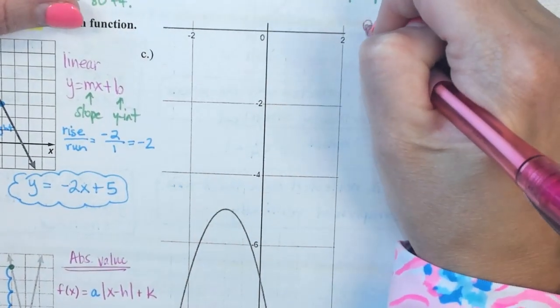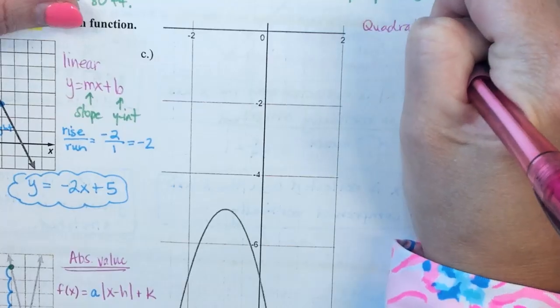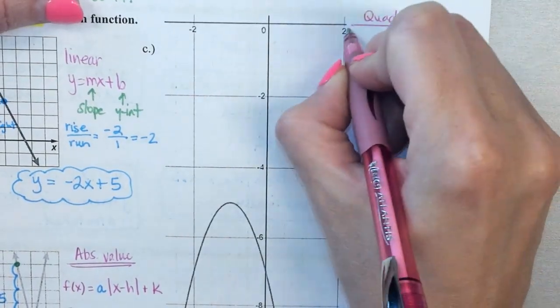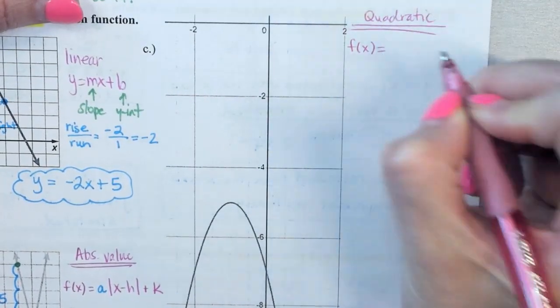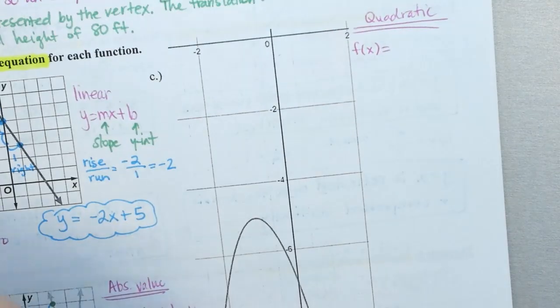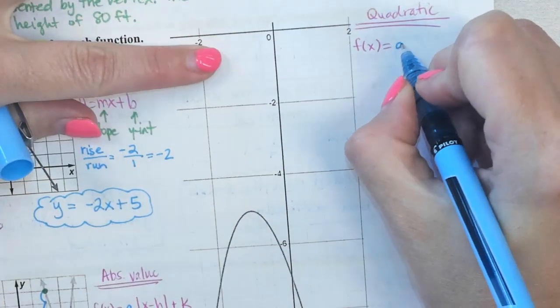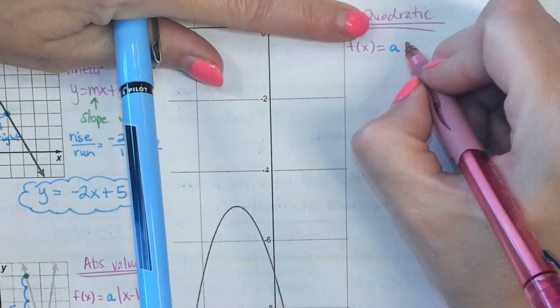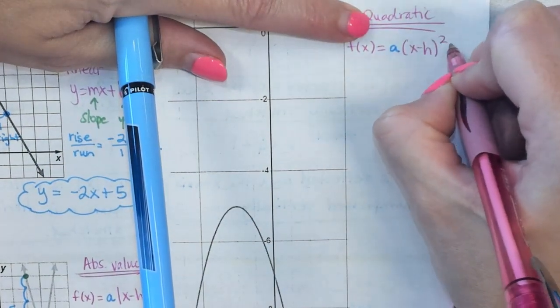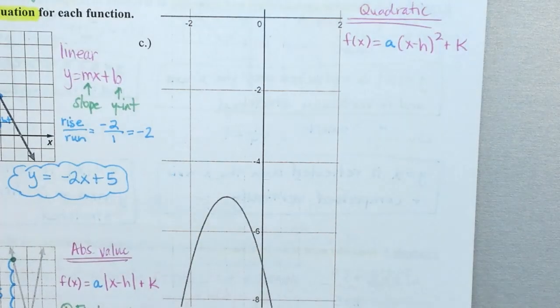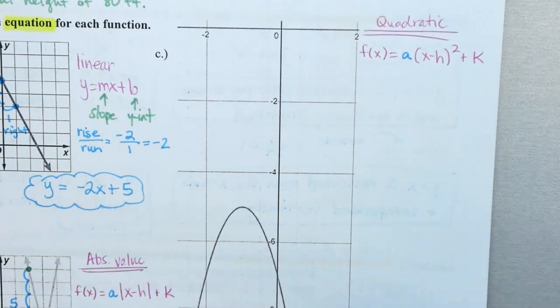Okay, so for your quadratic, it's f of x equals, and then we're going to put the a in front there, and then x minus h squared plus k. Right, so you will need to know that equation for your quiz. These two equations are pretty much the same. The only difference is this one is parentheses squared, and the other one is the absolute value.